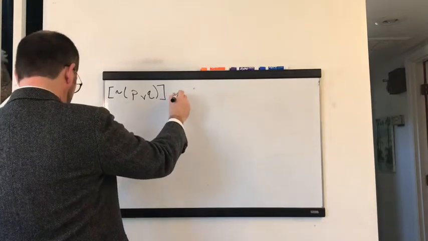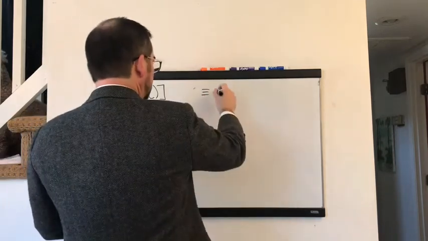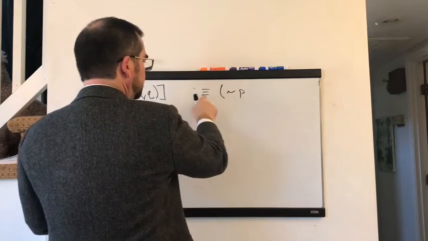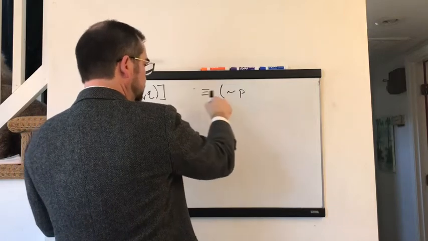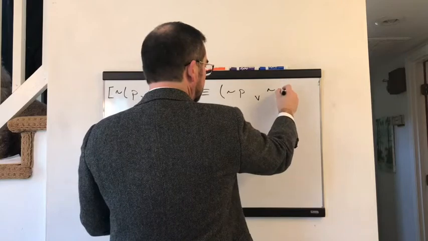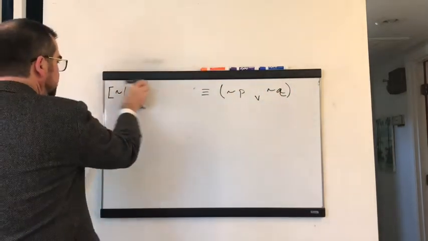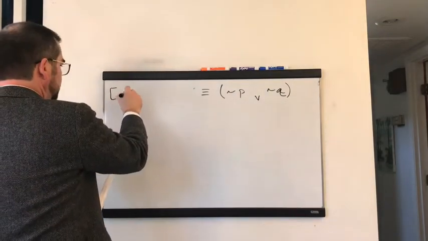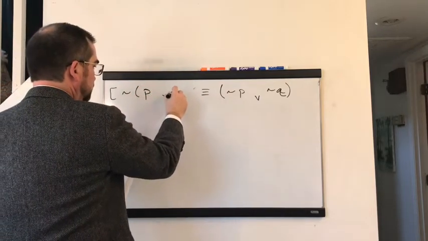It looks like I had more space. I could have spread this out some more. So when you're trying to determine if two arguments are logically equivalent, you always set them equal to each other, logically equivalent, using the biconditional. So we have not P or not Q. And I have some more room here so I can spread this out a little bit. Not P or Q.